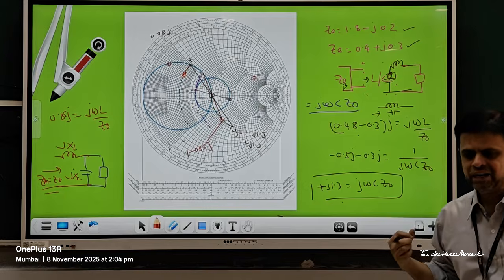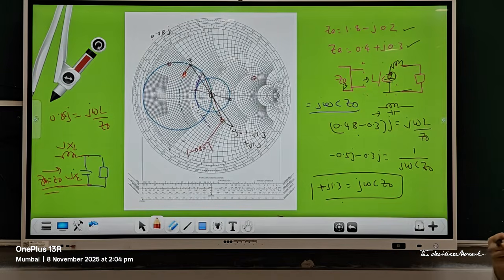So here we end your impedance matching network. In the next topic, now we will start with the pi network.